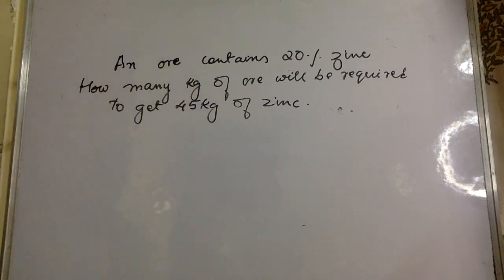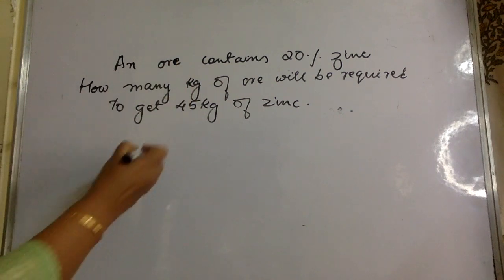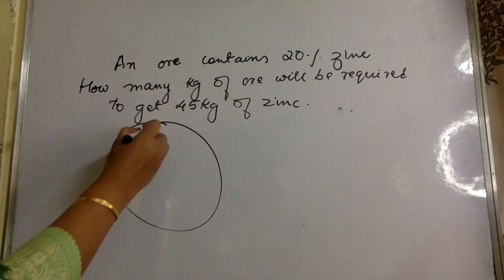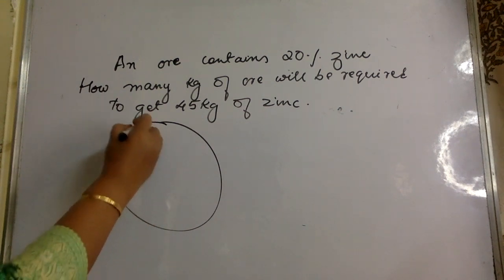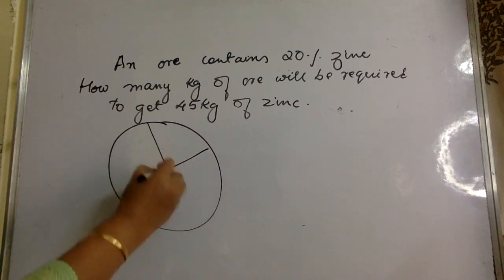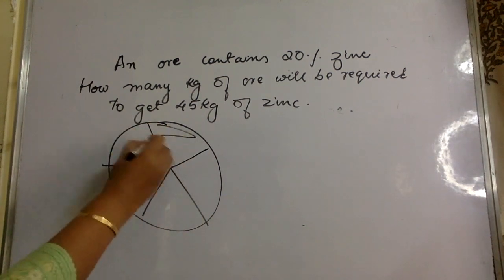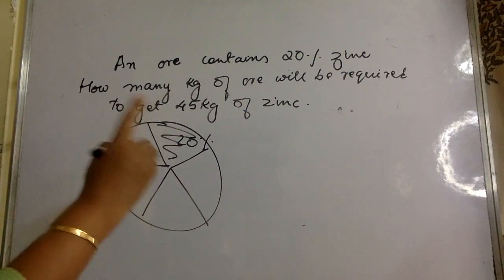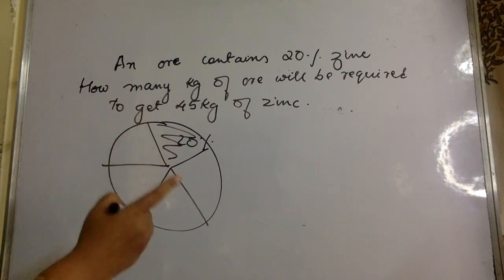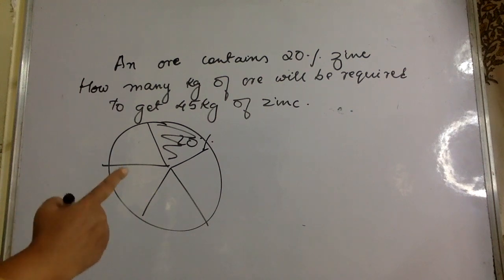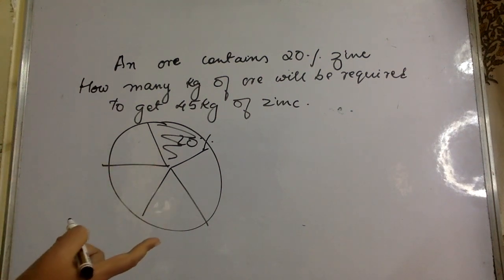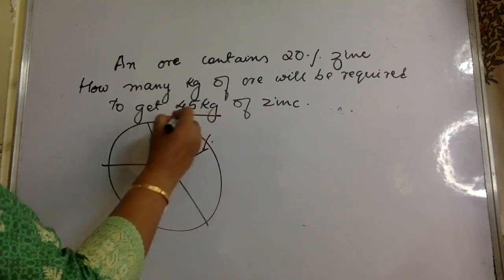So ore contains 20% zinc, means if you are digging up this much, only 20%, that is, you cut it into 5 parts, only 20% is zinc, okay, 1/5 of it is zinc. How many kgs of ore will be required to get 45 kg of zinc? Your requirement is this 45 kg.